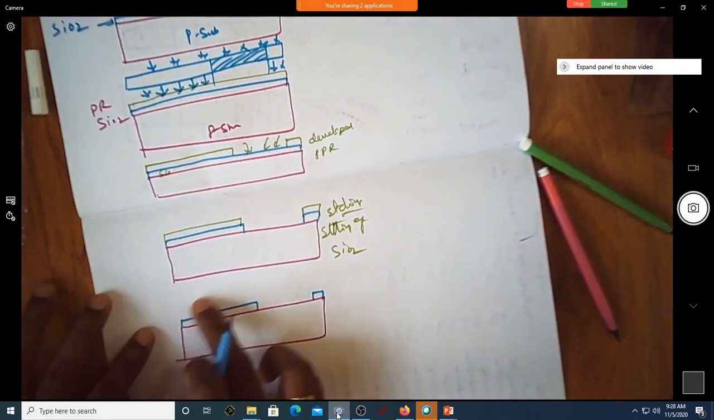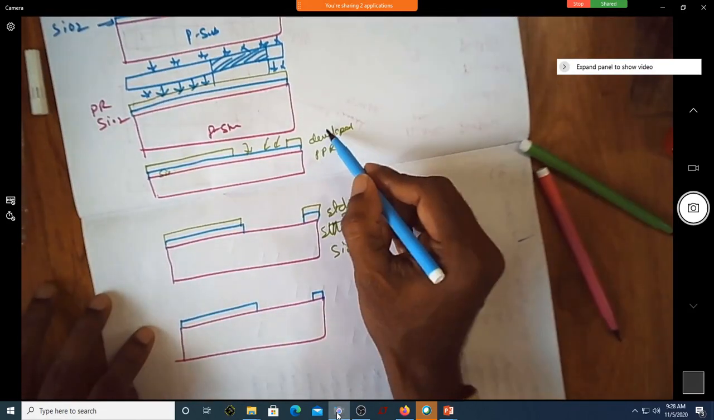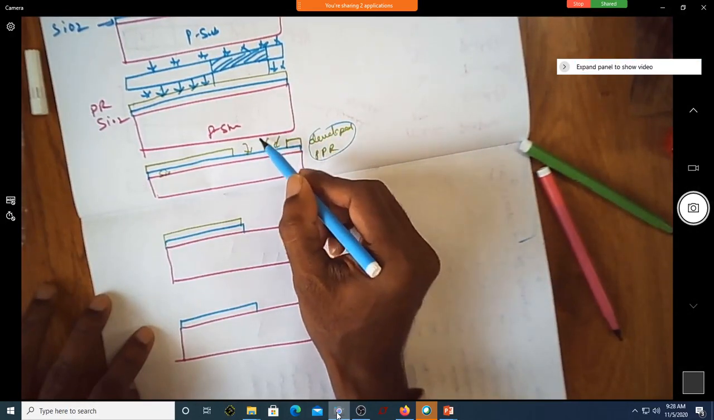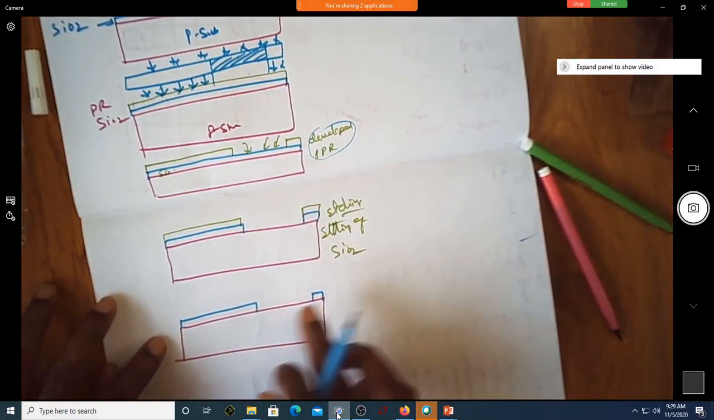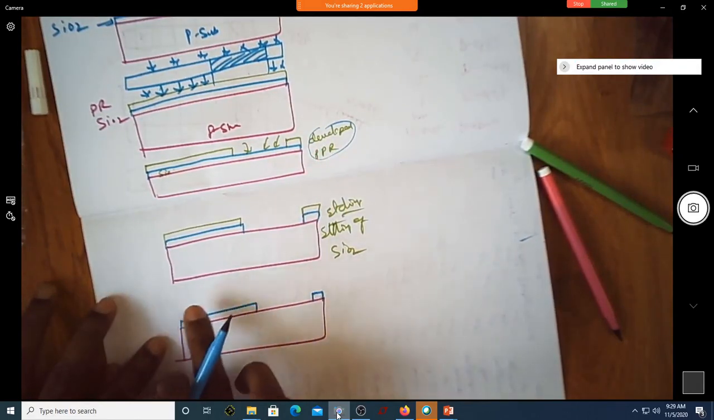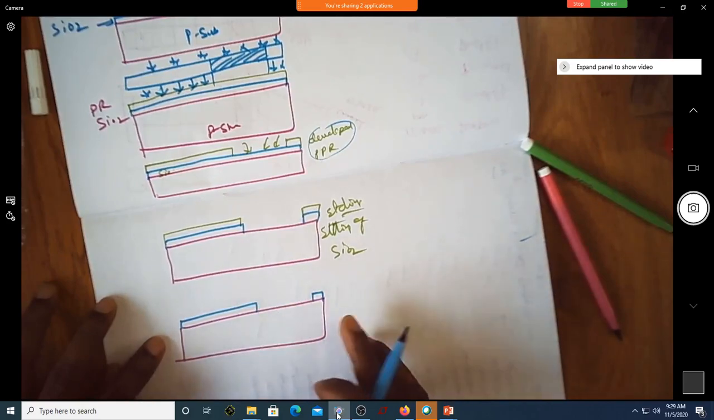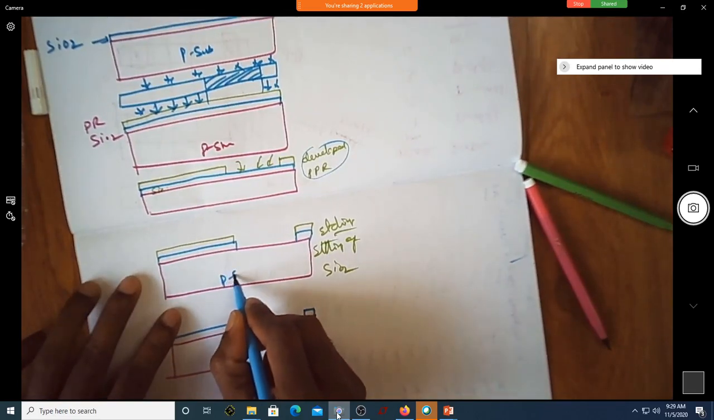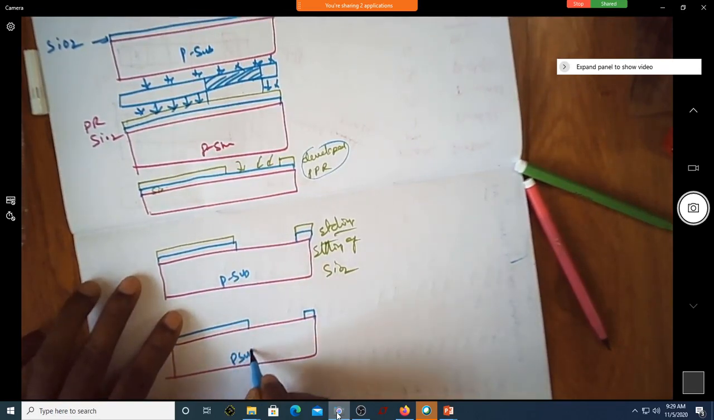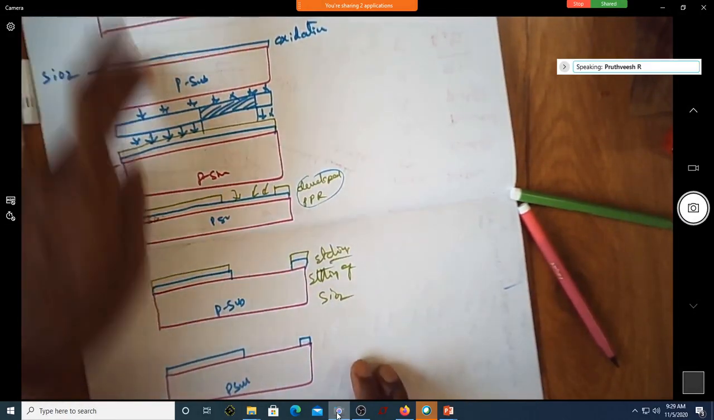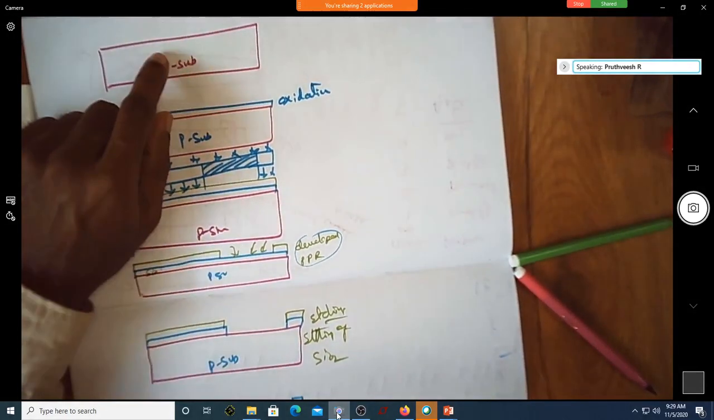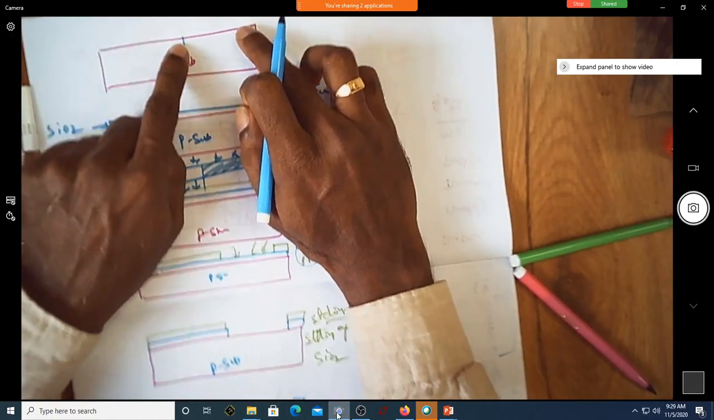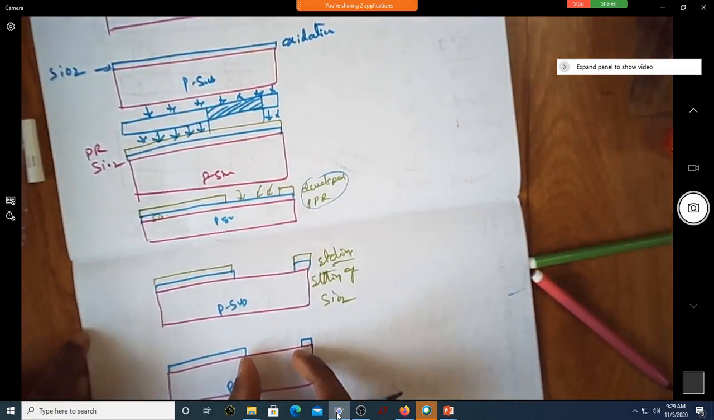Now I have removed this also. This is the development of the PR to take out the soft portion. The part which is soft has been removed. Over here, you are removing the remaining, even the hard portion of PR, by dipping in acids. Correct? Yes, sir. So during this entire process, have you defined a region? My intention was to define where I have to have the N-well. So I'm defining now that the N-well should come here.